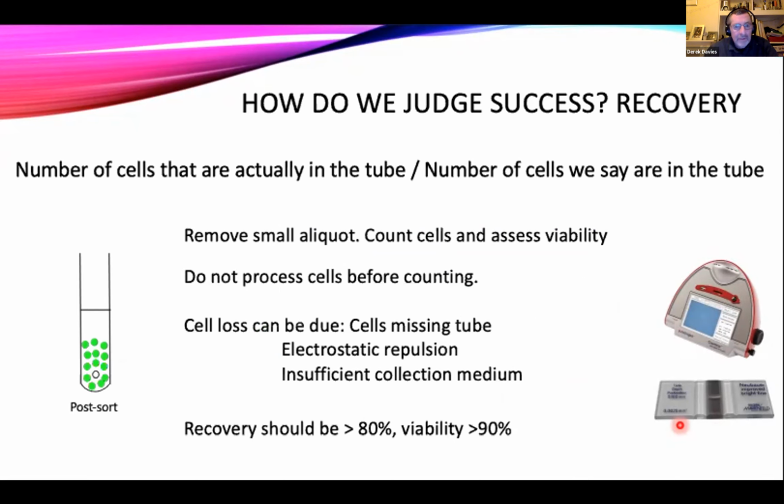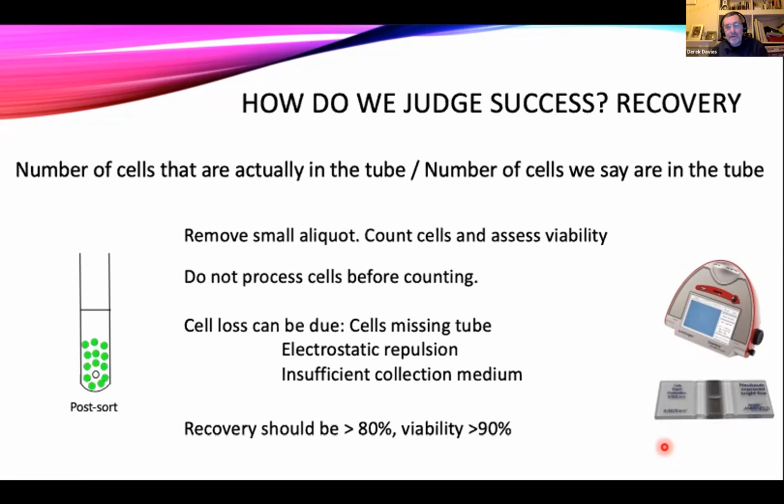And the way we would do that is take your tube, take a small aliquot, and take it to your favorite cell counter, whether it's an automated one or a hemocytometer, and count the number of cells, because we should be able to get 80 to 90% of the cells that we say we're going to into the tube. It won't be 100% because we're sorting electrostatically charged droplets. Sometimes they repel each other and sort of bounce out of the tube. Sometimes cells will hit the wall of the tube and die. But we shouldn't lose too many. So if we say we've got 1 million cells in our tube, it should be close to 1 million.